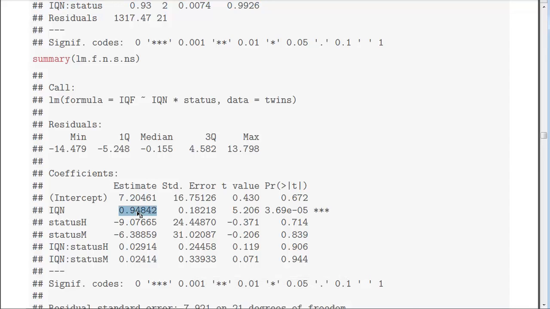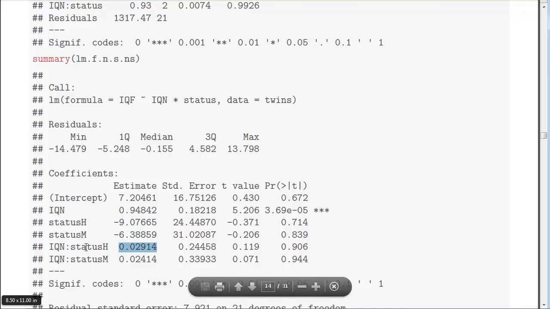0.9. It's close to 1, right? So that a 45-degree angle here would be a slope of 1. Then we have the difference in intercept for the high group and the difference in intercept for the medium group. That's basically beta 1 and beta 2 in the model above. This slope was beta 3. And then beta 4, the difference in slope for the high group, and beta 5, the difference in slope for the medium group. And these tests that are being performed are of whether each of these coefficients equals 0.